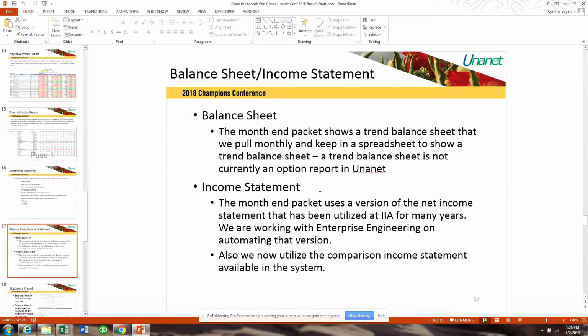Our income statement. Our income statement was something we have had at IIA for a while. It's a net income statement. It was something that we were manually producing out of GCS. We are currently working with Michael and his team to automate that version for us, but it is the method in which our current executives like to see it. So we haven't tried to push on them a version of the Uninet income statement at this time. We're just going to bring that up in the future.